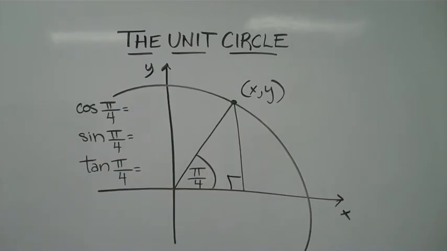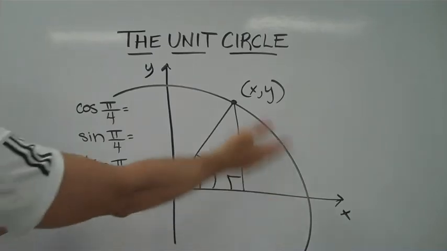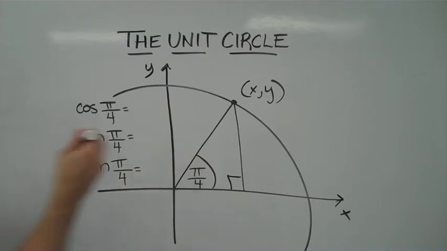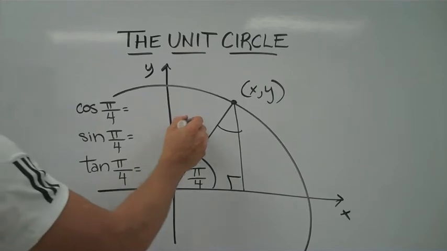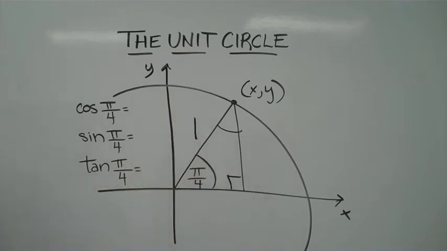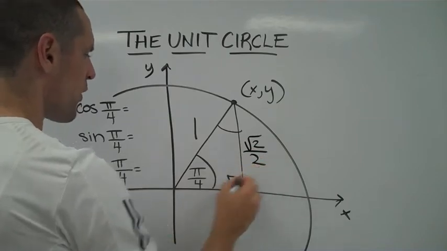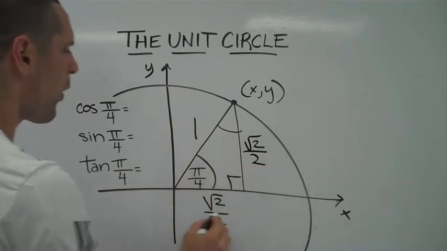Let's now consider the unit circle when our theta is pi over 4. Well, that's 180 degrees divided by 4, which gives us 45 degrees. If that's the case, we know this is the same angle here, 45 degrees. If our radius has to be 1, or our hypotenuse has to be 1, then we know from our previous work that this is square root of 2 over 2, and this is square root of 2 over 2.